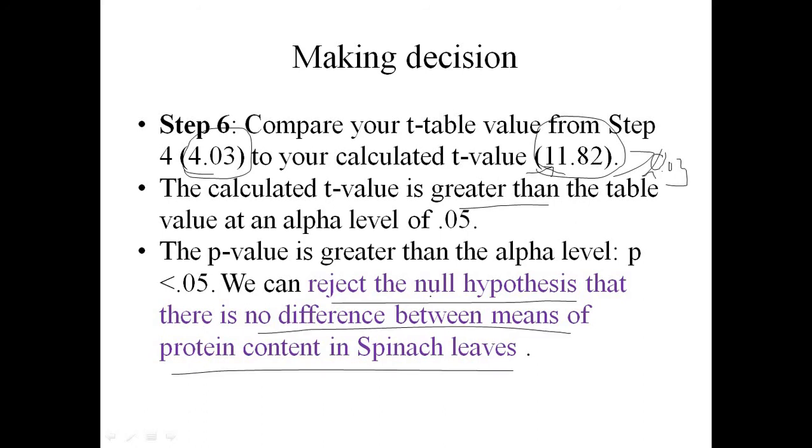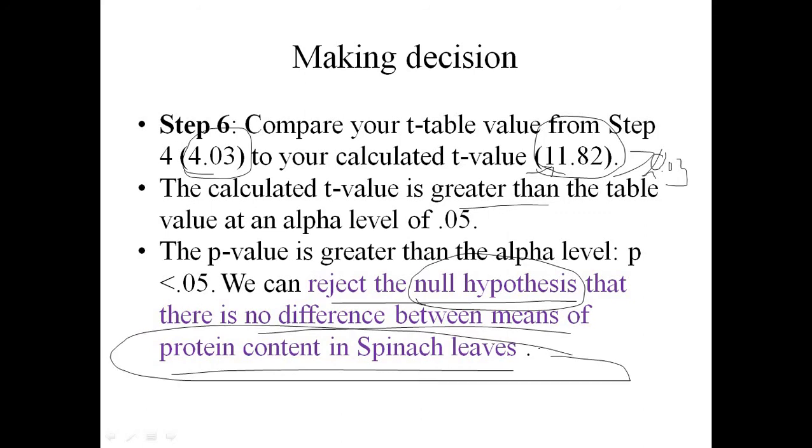Okay, so we can reject the null hypothesis that there is no difference between the means of protein content in spinach leaves. What is the null hypothesis then? In the null hypothesis, we are rejecting 99% and accepting only 1%. In the null hypothesis we stated that there is no difference between means of the protein content in spinach leaves, and we also get the greater value of alpha level, that is 0.05, compared to your calculated value. Okay, so this is the finalized decision for the unpaired data.